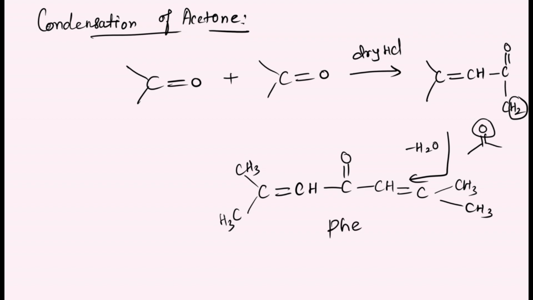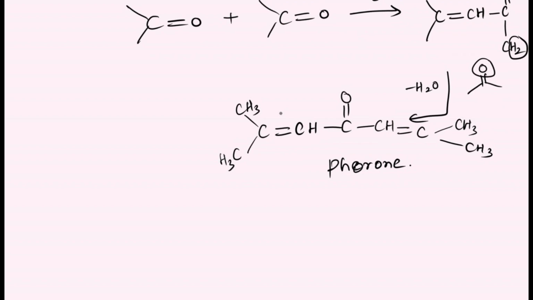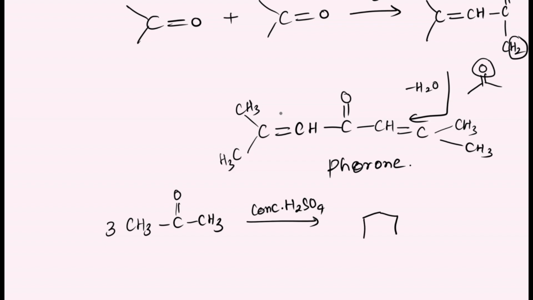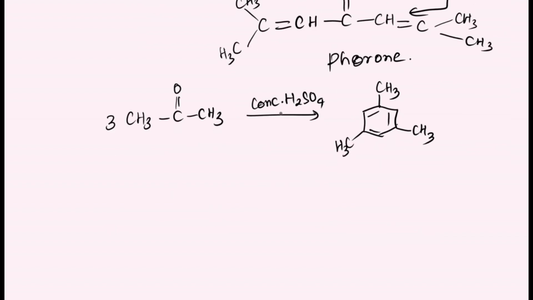That is phorone. I am reacting 3 acetones with concentrated sulfuric acid. Here I used dry HCl in the previous reaction. Here I am using concentrated sulfuric acid. The reaction is eliminating water only, which will give you a tri-substituted benzene. The name of this product is mesitylene.